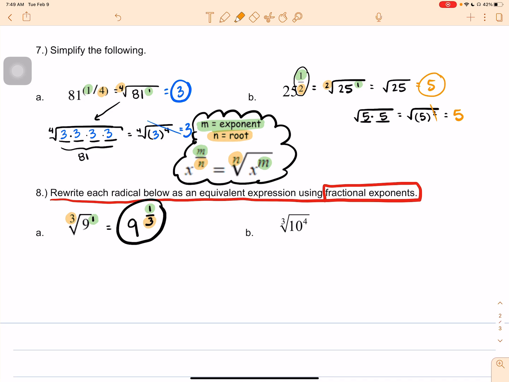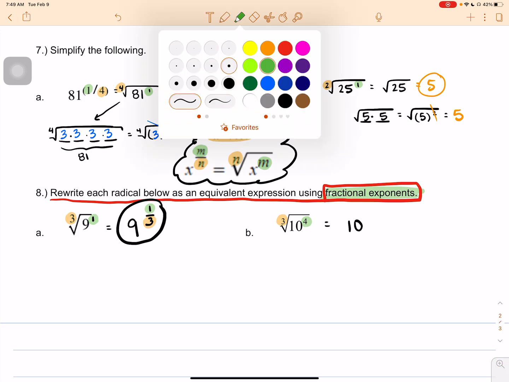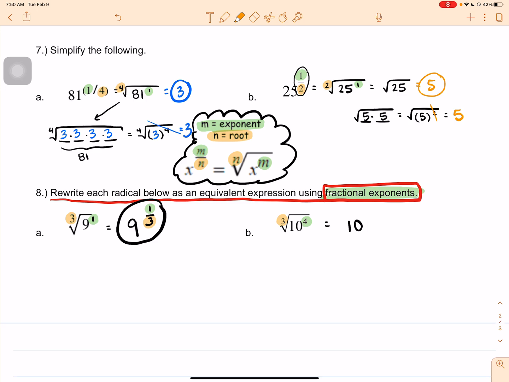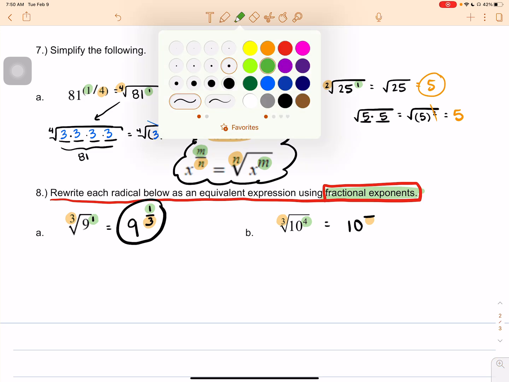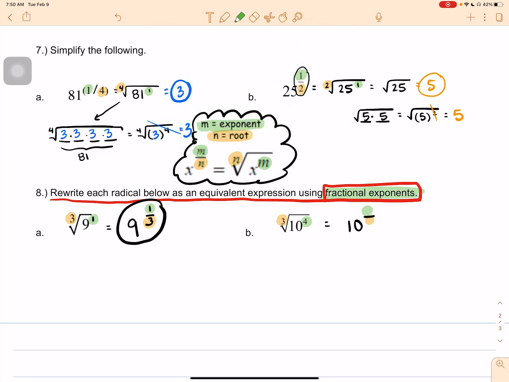Okay, so now here we do the same thing. This n is the root, so this is the cubed root of 10 to the 4th power. So we want to rewrite it using fractional exponents. So now this is going to be the base 10, and we have the x. So the root will be on the bottom, and the exponent will be on top. Okay, so again, I'm just using this little key right here. So 10 to the 4/3 power, 4/3. All right, so this is a fractional exponent right there.